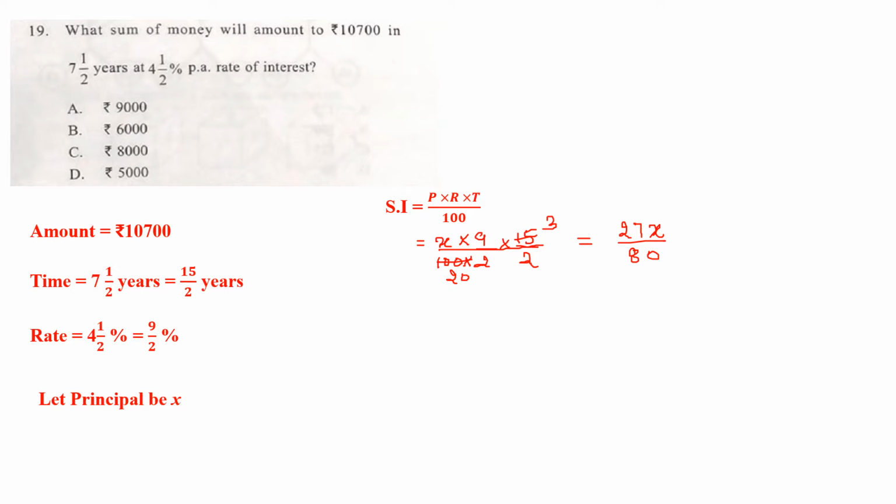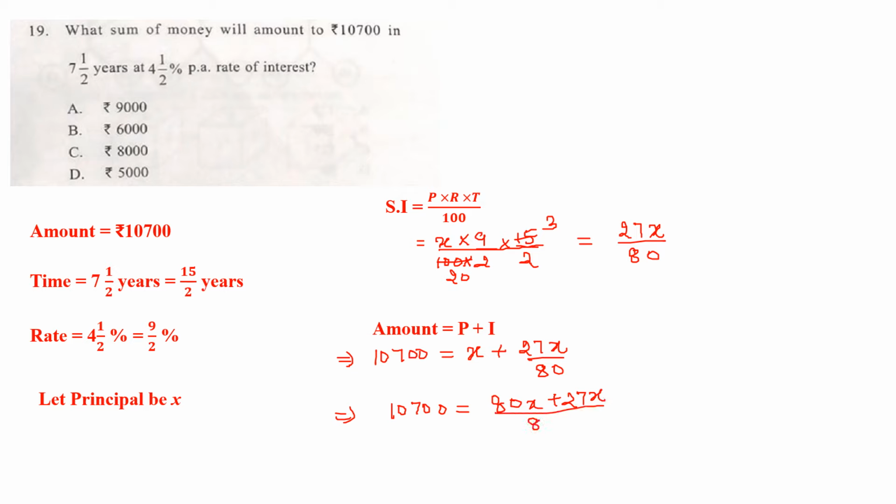Now we know that the amount formula is P plus I, right? And the amount value is already given as 10,700. Principal you have assumed as x. Interest we have got just now above is 27x by 80. Now you have to solve this. So it will be 10,700. If you take the LCM, it will be 80x plus 27x by 80, right?